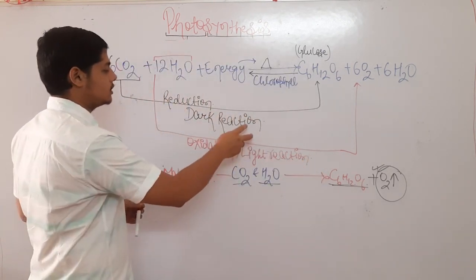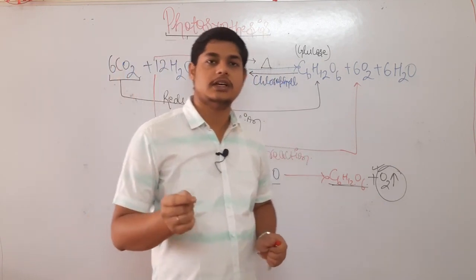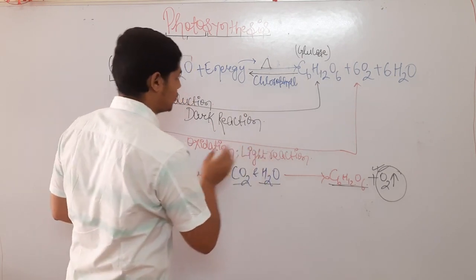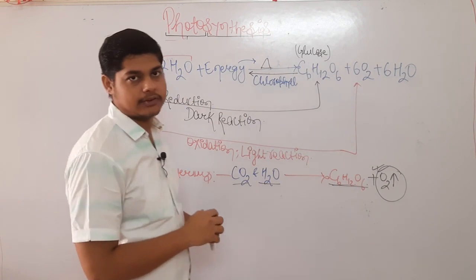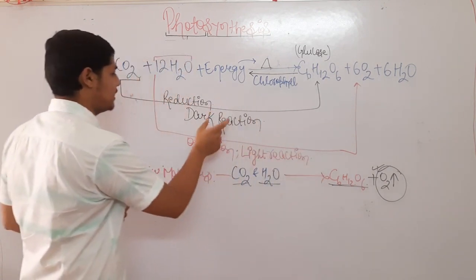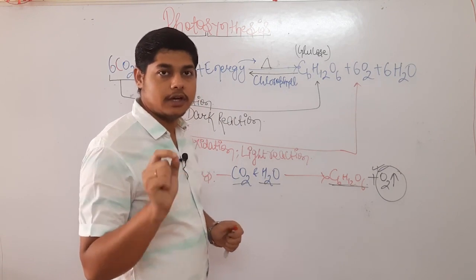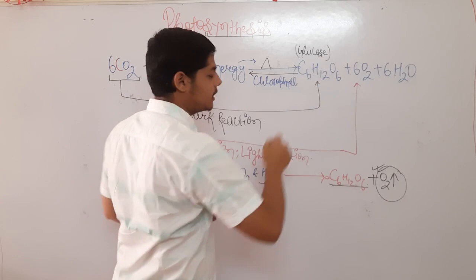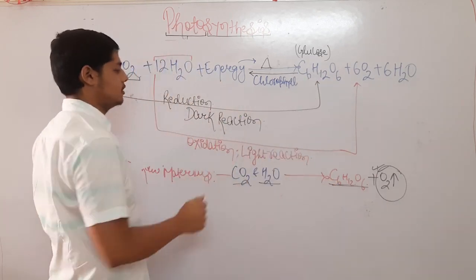These are the two steps in photosynthesis: dark reaction and light reaction. So from here you can easily say that light reaction will be the process in which photolysis of water will take place, and dark reaction will be the main phase, the main reaction in which glucose, the final product, will be formed.